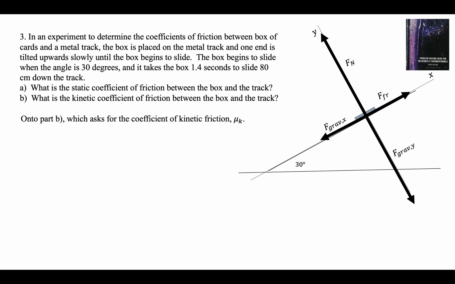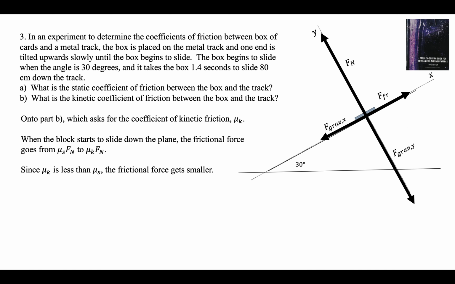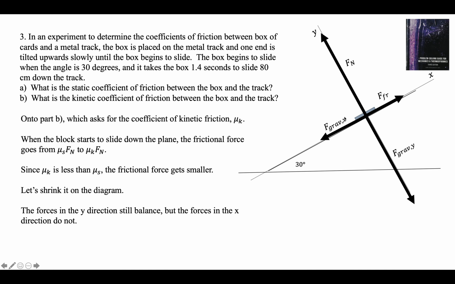Part B asks for the coefficient of kinetic friction, which is when it's sliding. As soon as the block starts to slide, the frictional force goes from mu static Fn to mu kinetic Fn. Since mu kinetic is less than mu static, the frictional force gets smaller. Let's shrink this on the diagram. We'll just take this arrow, shrink it a little bit. Now this force is bigger than the frictional force. It's going to accelerate down the plane.